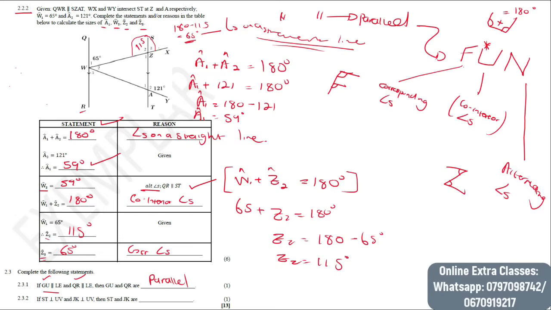Here we are told that if ST is perpendicular to UV and JK is also perpendicular to UV, then ST and JK are also parallel. Okay, and that brings us to the end of question 2. And we will be moving to our next question, which is question 3.